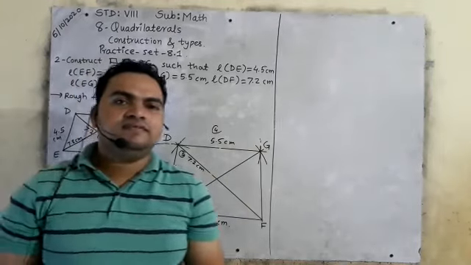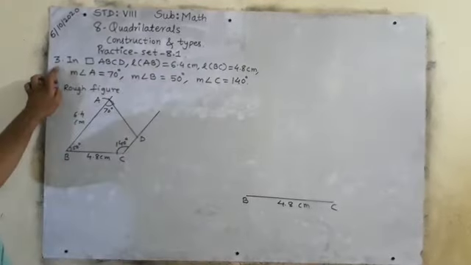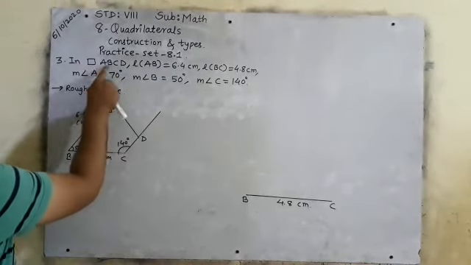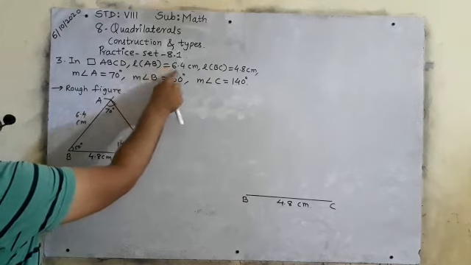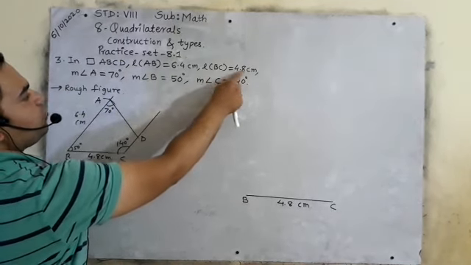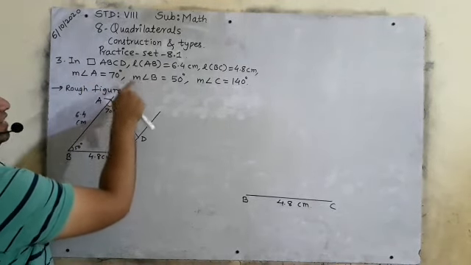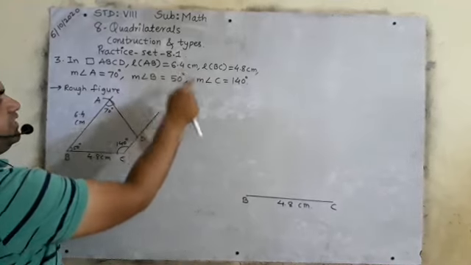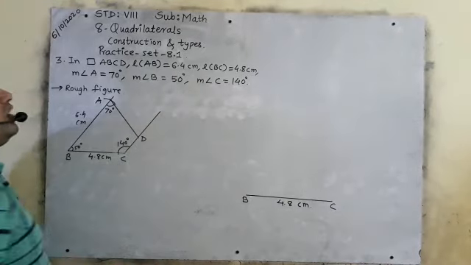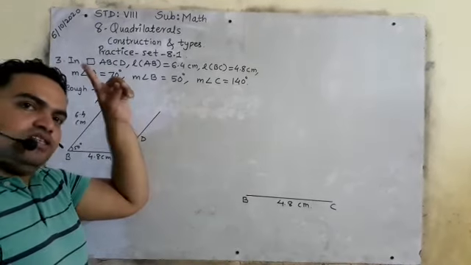Is it clear? So my dear students, please pay attention towards question number 3. In quadrilateral ABCD, length AB is 6.4 centimeter, length BC is equal to 4.8 centimeter, measure of angle A is equal to 70 degree, measure of angle B is equal to 50 degree, measure of angle C is equal to 140 degree. This question is exactly like question number 1.